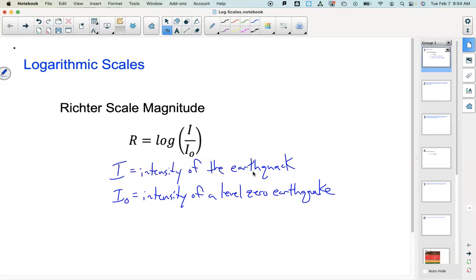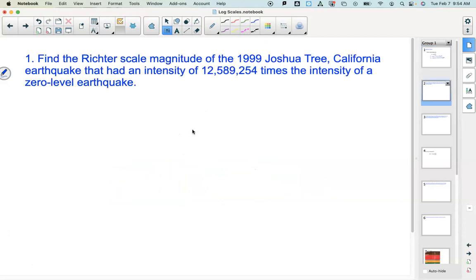Did I write earthquake? Oh my, earthquake. There we go. That's funny. Hey, we're taking the logarithm of how many more times intense this earthquake is than a level 0 earthquake. Let me get to an example to help this make sense.